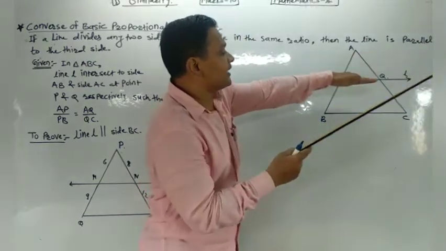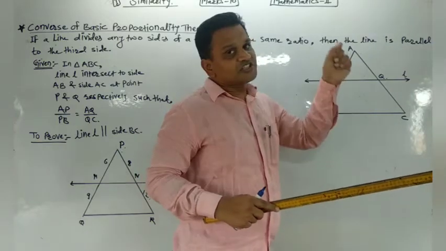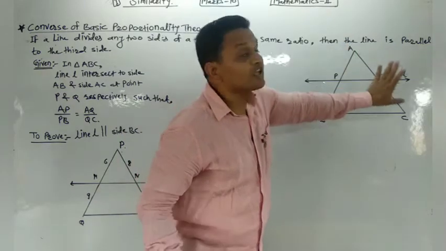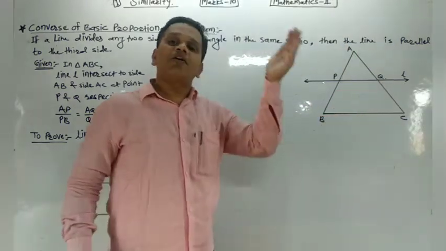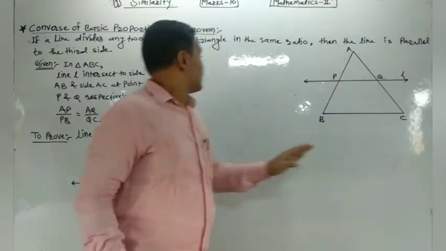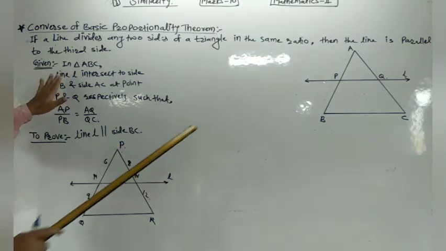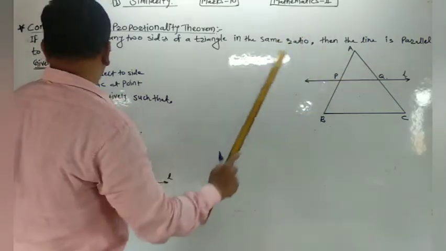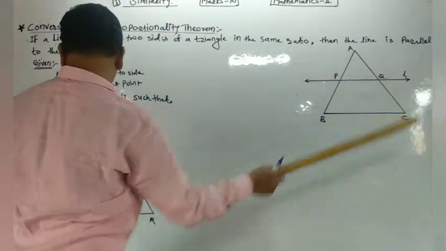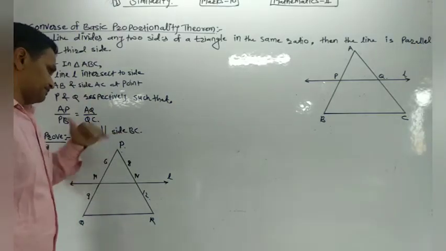It means here line L divides sides AB and AC at points P and Q such that AP divided by PB equals AQ divided by QC. Then by the converse of BPT we say that line L is parallel to side BC. Here I have written the given and to prove. In triangle ABC, line L intersects sides AB and AC at points P and Q respectively such that AP divided by PB equals AQ divided by QC. And to prove, what do we want to prove? Line L is parallel to side BC.